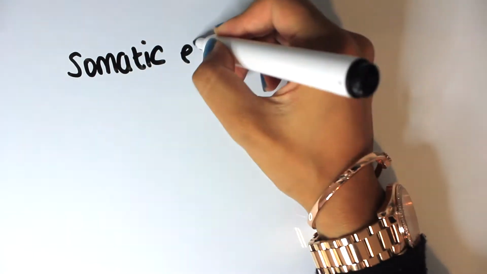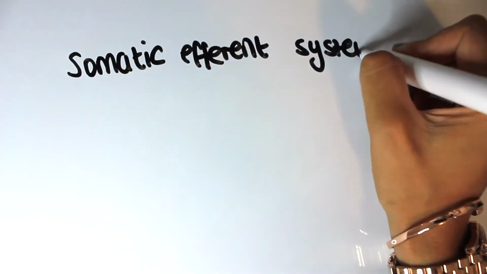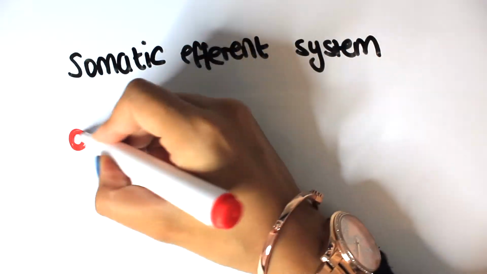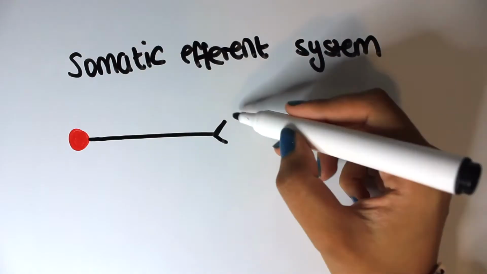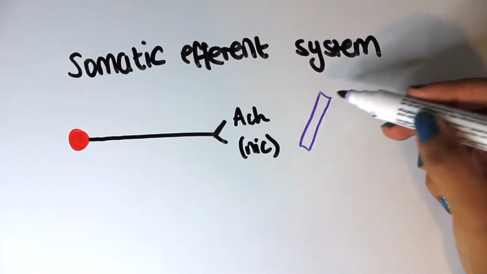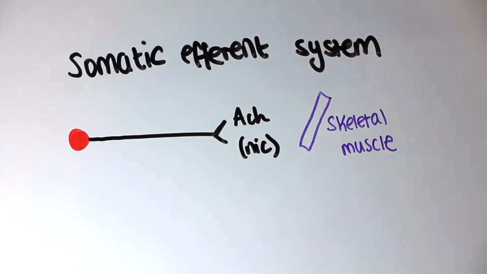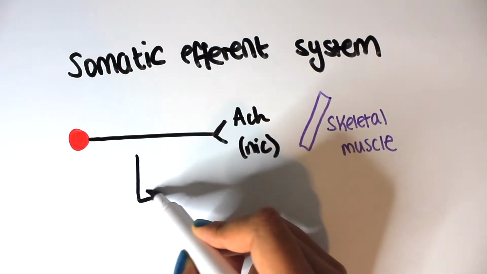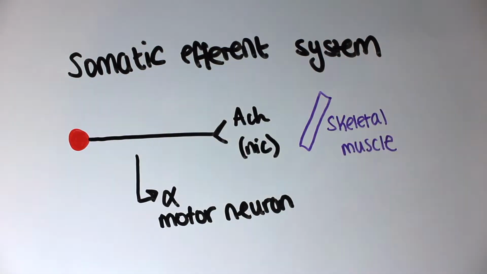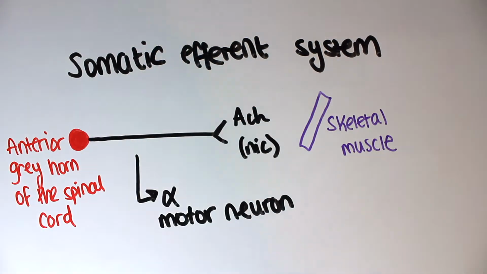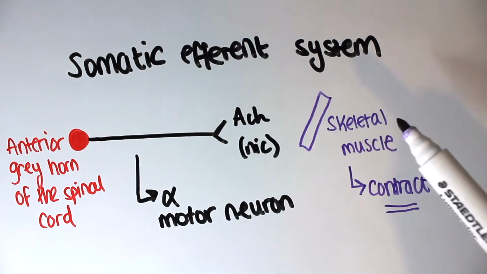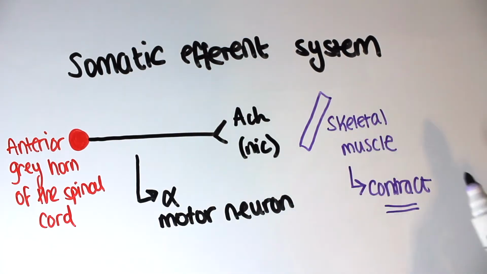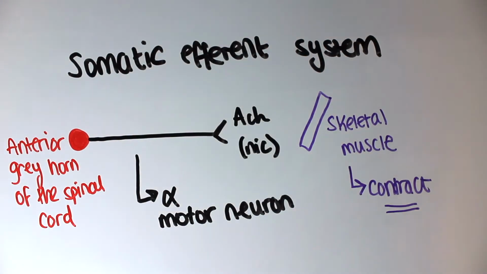Let's start with the somatic nervous system. In the somatic nervous system, it only takes one motor neuron for it to reach its effector organ. And this motor neuron extends from the anterior grey horn of the spinal cord to the effector organ, which is usually a skeletal muscle. This single motor neuron is known as an alpha motor neuron, and it eventually leads to the contraction of the skeletal muscle. The skeletal muscle contracts because the alpha motor neuron secretes acetylcholine, which acts on nicotinic receptors located on the skeletal muscle, causing it to contract. We will go into detail about that in another video.